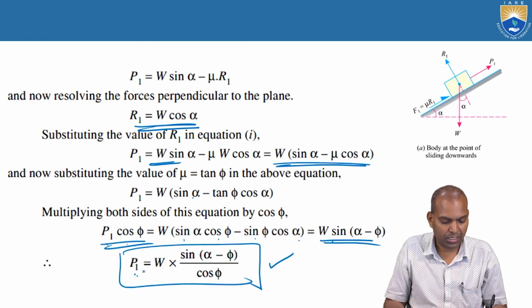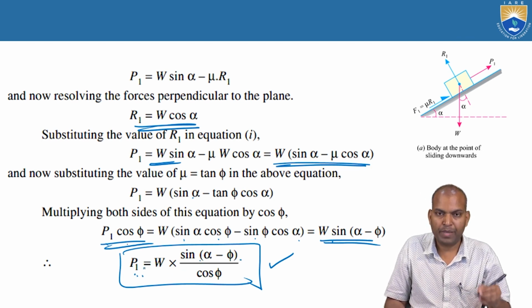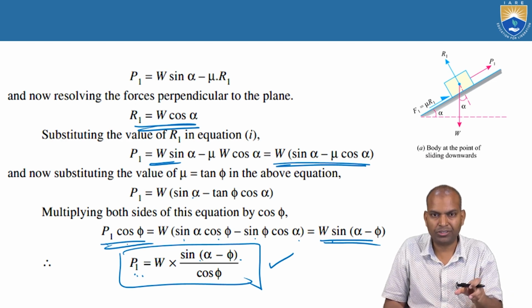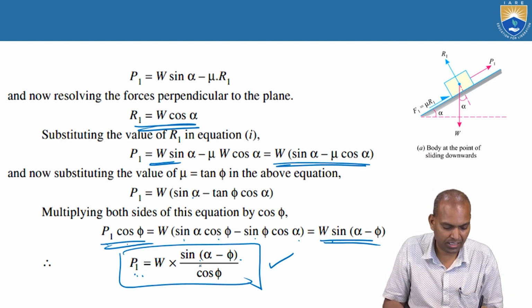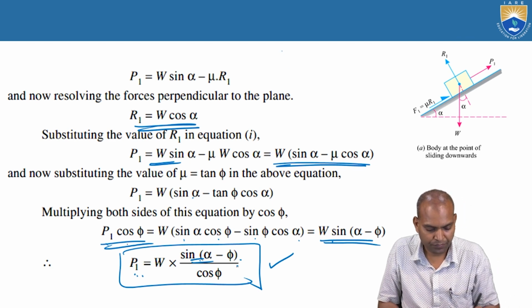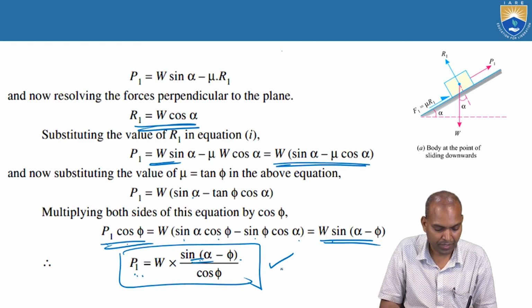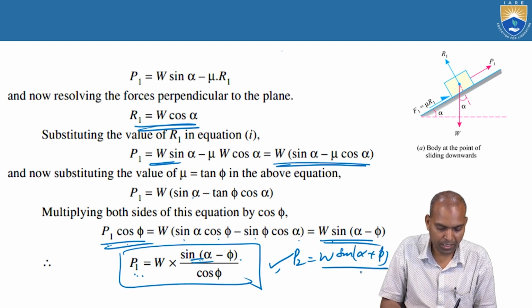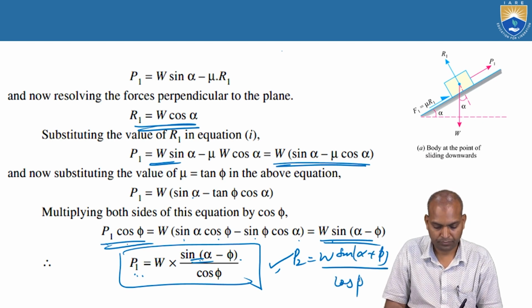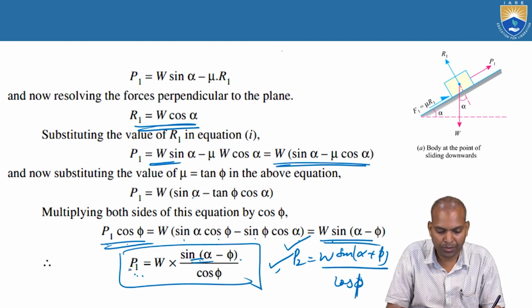And what about the minimum force? The minimum force P1 equal to W times sin of alpha minus phi by cos phi. If we observe the derived expressions, the difference is that for the minimum force it is sin of alpha minus phi, whereas for the maximum it is sin of alpha plus phi. P2 is the maximum force and P1 is the minimum force.